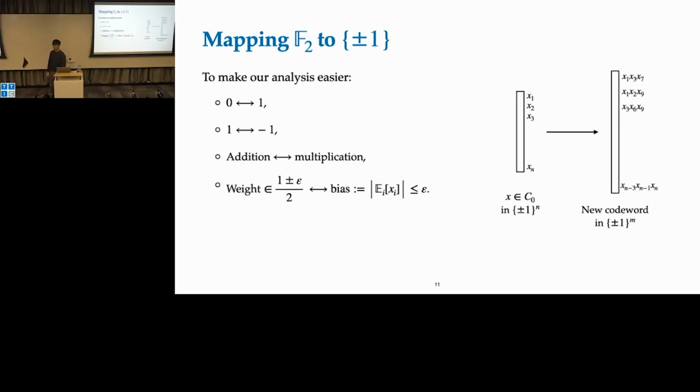Okay, and now if we have weight 1 plus or minus epsilon over 2, then this becomes bias, which is defined to be the expectation over the entries, which is at most epsilon. This is roughly saying that if originally you have roughly half zeros, half ones, then when we switch to plus minus 1, you average them, it's close to 0. So the problem of distance amplification is equivalent to bias reduction in plus minus 1. Okay, this is a very standard switch from 0, 1 to plus minus 1. And so from now on, I'll only talk about plus minus 1, and I'll talk about bias reduction.